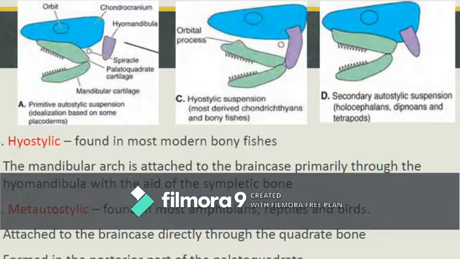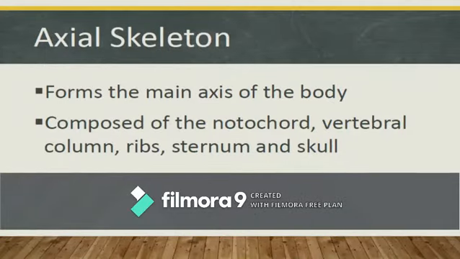What about the hyostylic? Hyostylic is found in most modern bony fishes, like tilapia. The mandibular arch is attached to the brain case primarily through the hyomandibula with the aid of the symplectic bone. Fifth, we have the metautostylic, found in most amphibians, reptiles, and birds. The mandible is attached to the brain case directly through the quadrate bone, formed in the posterior part of the palatoquadrate.